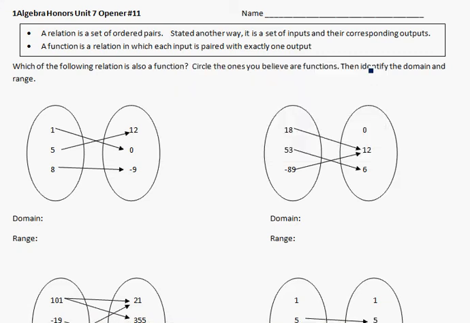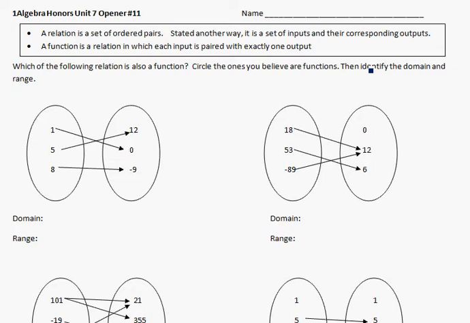Unit 7, opener number 11, focuses on relations and functions. A relation is a set of ordered pairs. Stated another way, it is a set of inputs and their corresponding outputs. A special kind of relation is a function. A function is a relation in which each input is paired with exactly one output.